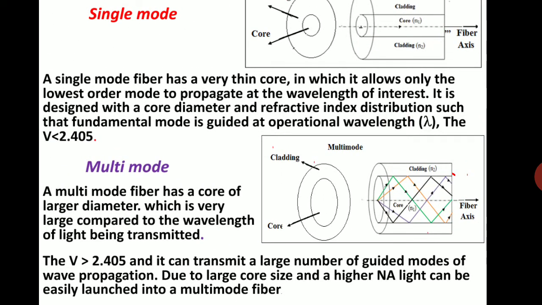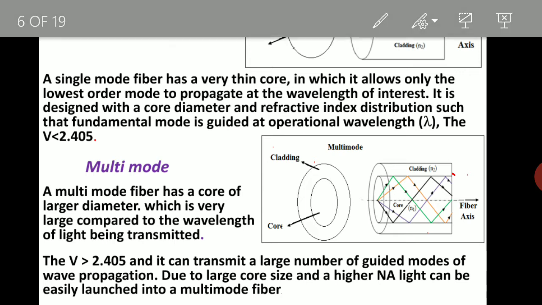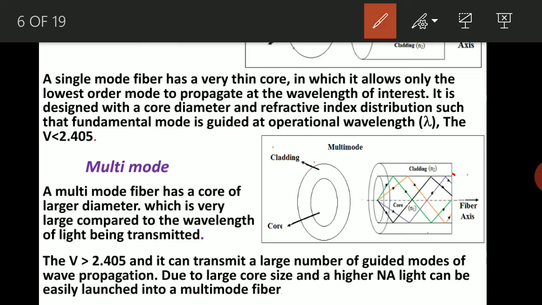The same we can define here. A multi-mode fiber has a core of a larger diameter, which is larger compared to the wavelength of the light being transmitted, whatever the wavelength we are transmitting. Compared to that, the dimension is larger, and usually, as we discussed in the previous slide, the value of V is greater than 2.405, and it can transmit a large number of guided modes, meaning more modes can be transmitted.